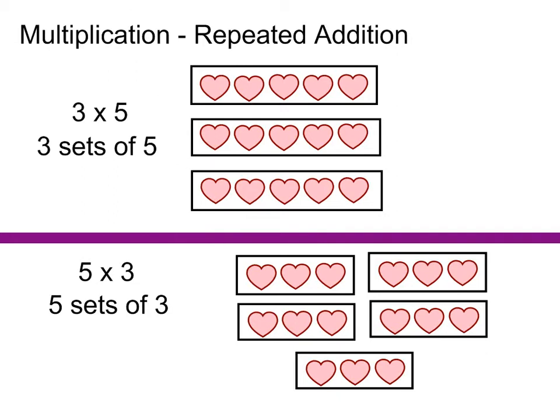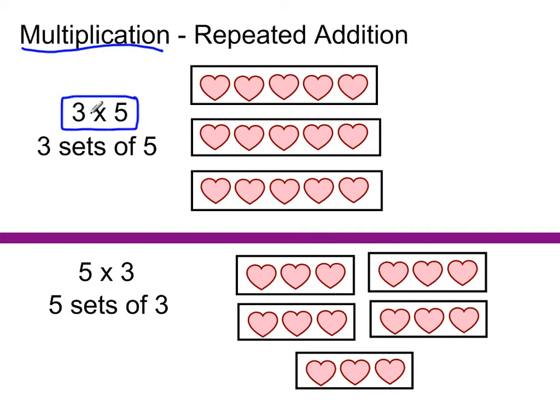Multiplication is really addition. In fact, everything we do in math kind of boils down to addition in some form or way. So multiplication is repeated addition. What do we mean by that? Let's say, for example, we see 3 times 5.